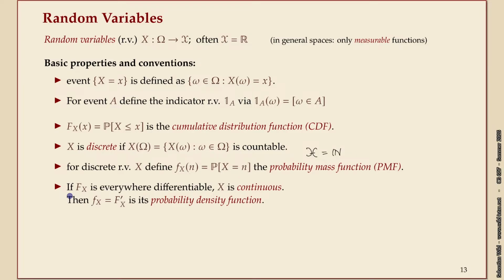If you have some continuous random variable, you can still define this cumulative distribution function. And it's often useful, if this is smooth enough, to look at the derivative instead. And the derivative of the cumulative distribution function, if it exists, is the probability density function. That's again things you'll have seen. The standard way to deal with most continuous random variables.